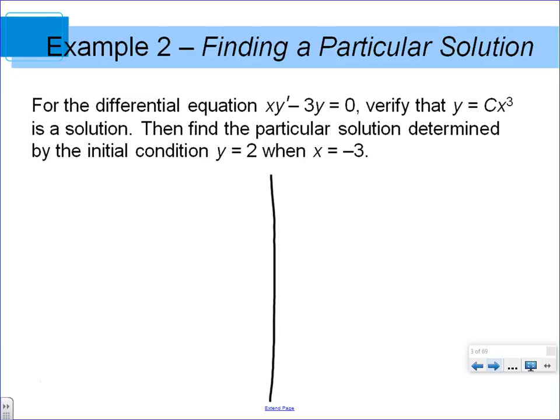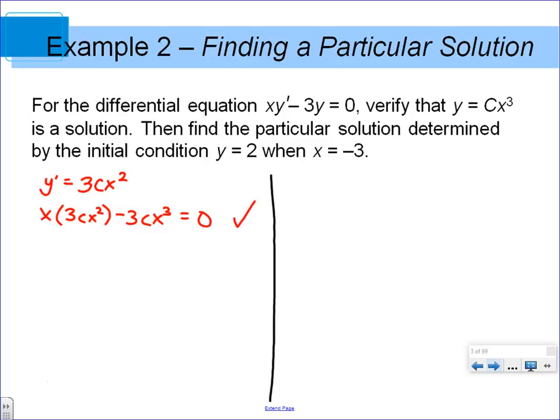But first of all, you guys verified by finding y prime, yeah? What did you get y prime to be? 3cx squared. Then plug it in, chug it. You can say x times 3cx squared minus 3 times cx cubed does in fact equal 0, and the answer was yes.